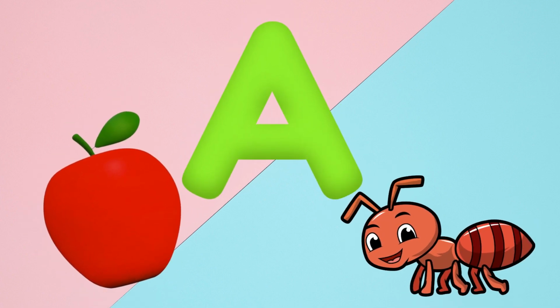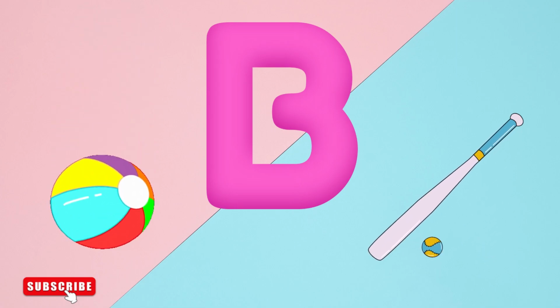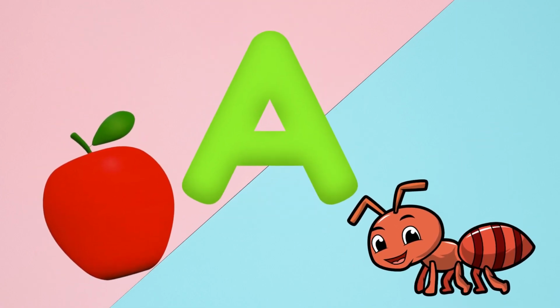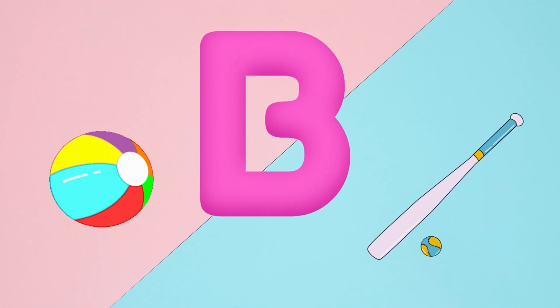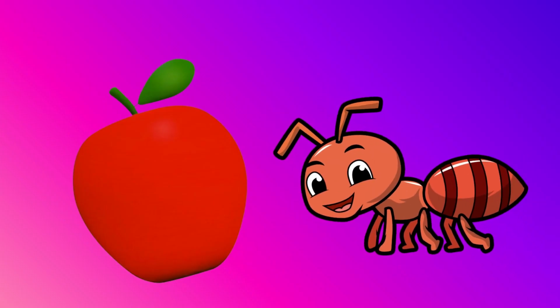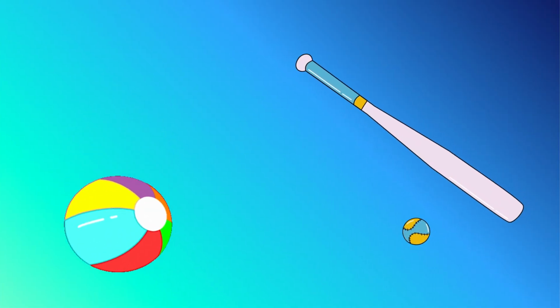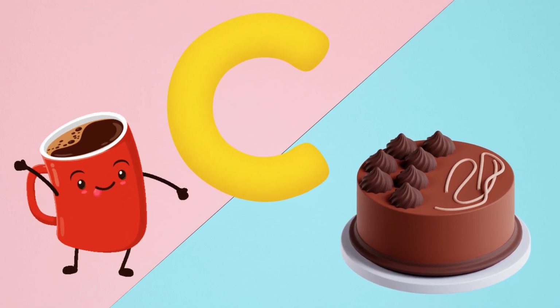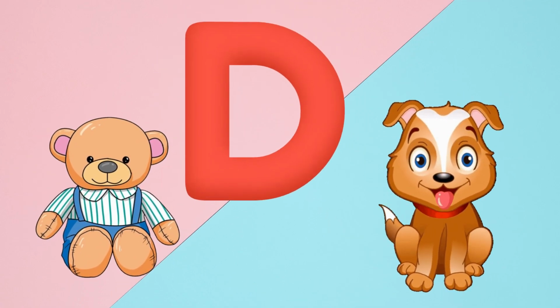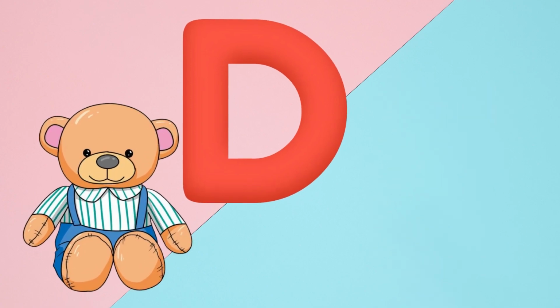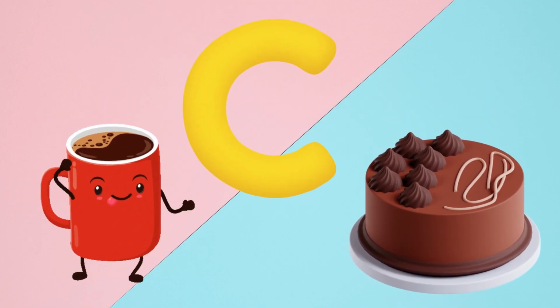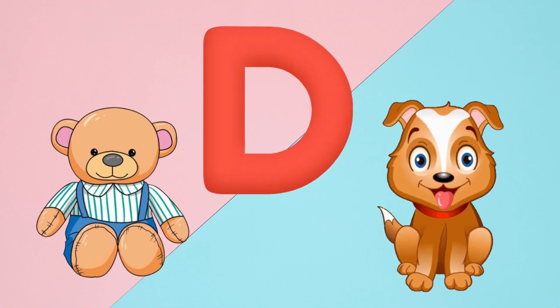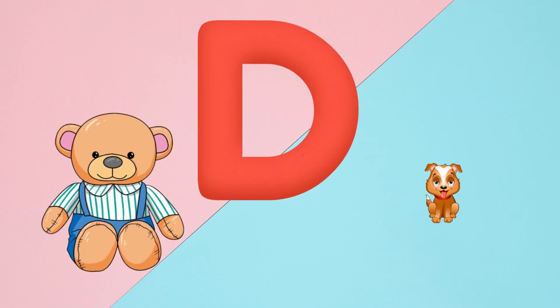A for apple, A for ant, B for ball, B for bat. C for cup and C for cake, D for doll, D for dog.